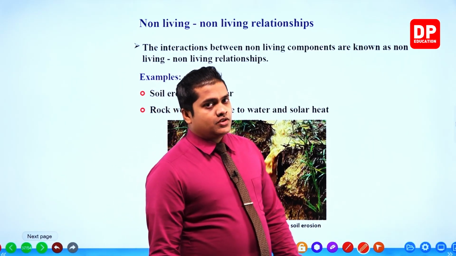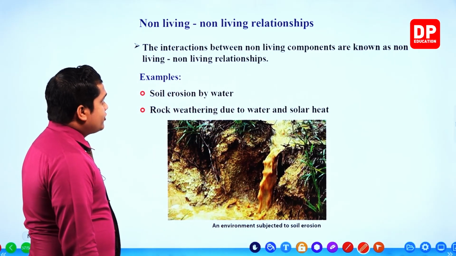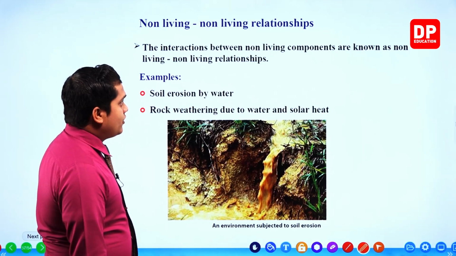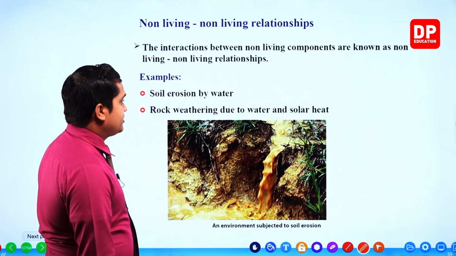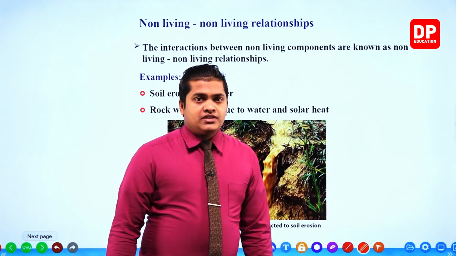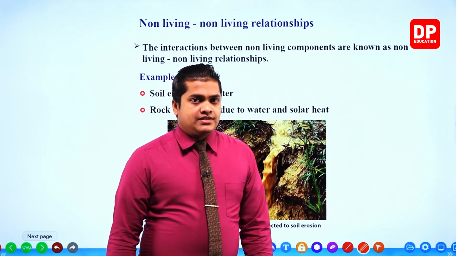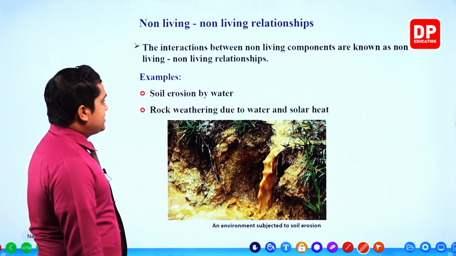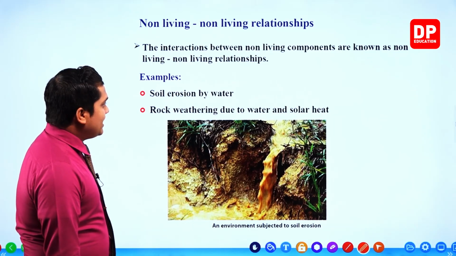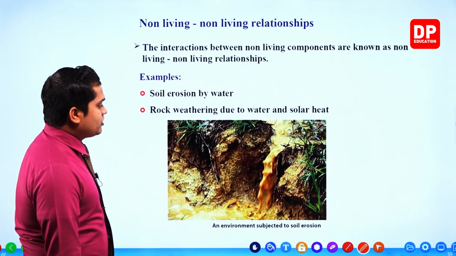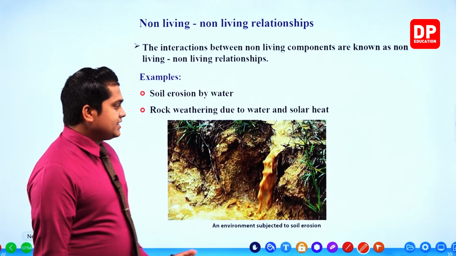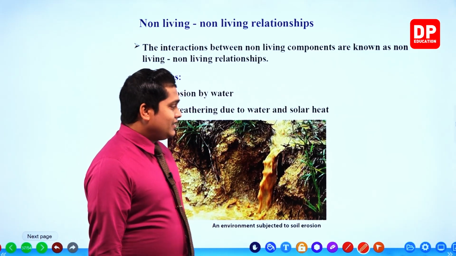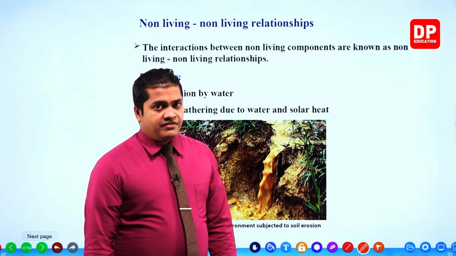Non-living relationships. Here it is given, the interactions between non-living components are known as non-living relationships. Here both the components or both the things are non-living. That's why it is referred to as non-living relationships. Examples given: soil erosion by water. Water is a non-living component, my dear children, and soil is also non-living, right?